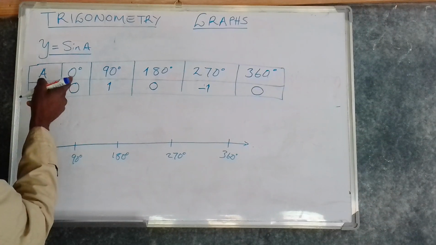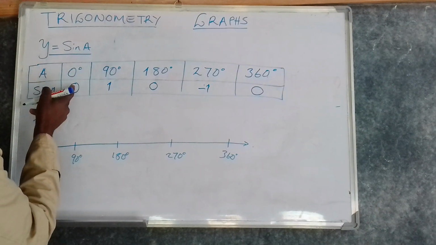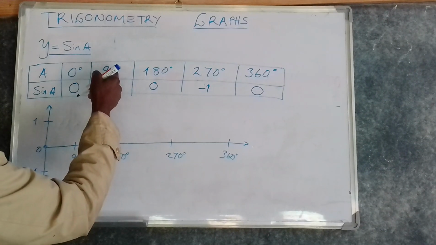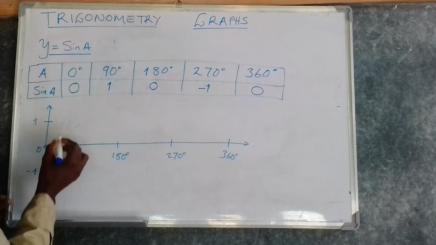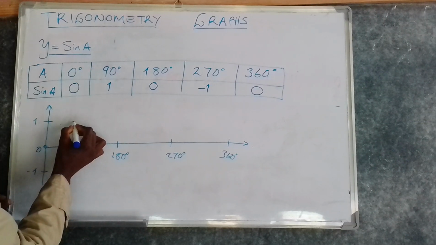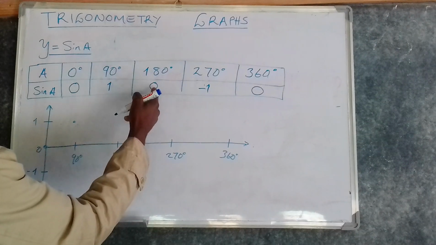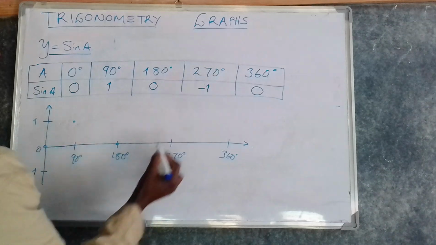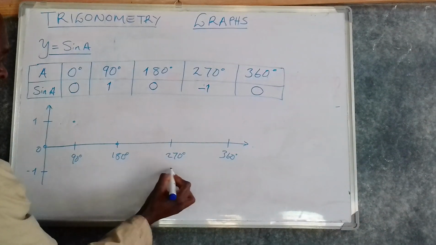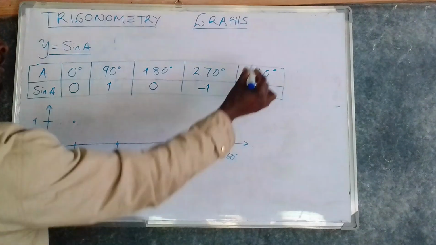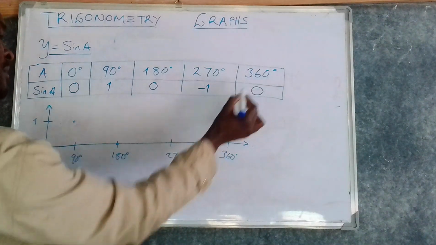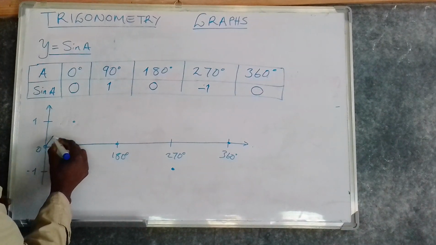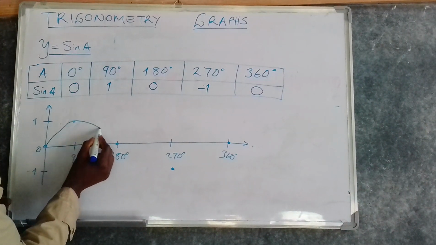So 0 degrees gives 0, you are still here. Then 90 degrees with a 1, it will go from there to there. Then 180 degrees with a 0, it is here. Therefore, 270 degrees with negative 1, it will be there. Then 360 degrees with the 0, it will be like this. Therefore, the drawing will be simple, like this.